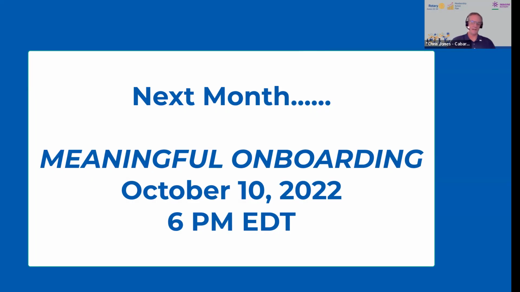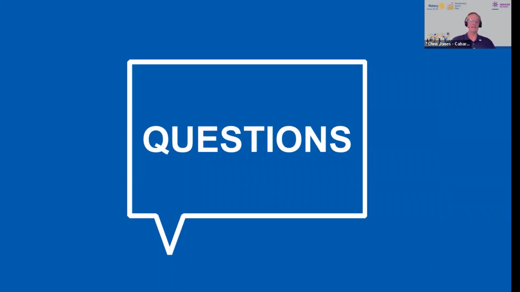So next month's topic is going to be on meaningful onboarding, and that's on October 10th at 6 p.m. In that session, we will discuss aligning new member goals with club needs, are new members being mentored, how are the new members progressing toward their goals. But the last thing I'd like to leave you with is let's start planning this week your Rotary Discover session, and we'll bring you the next bite-sized step next month. So let's take some questions now, and Audley, our regional membership officer, is going to moderate that.